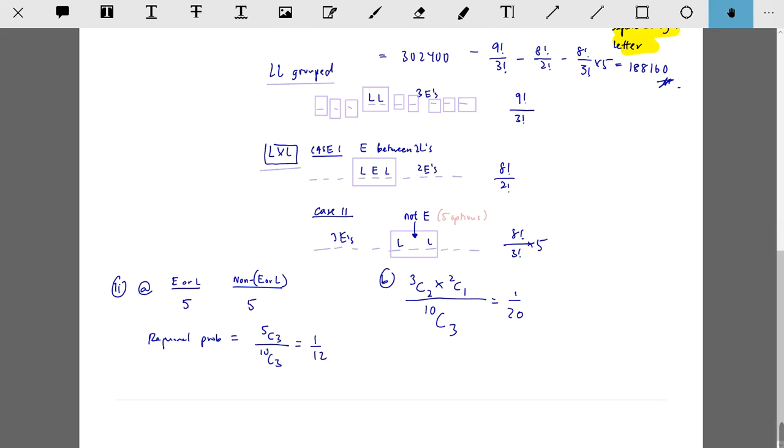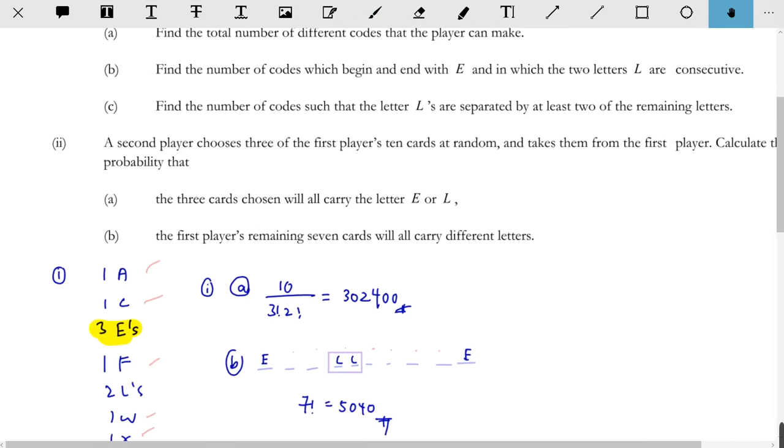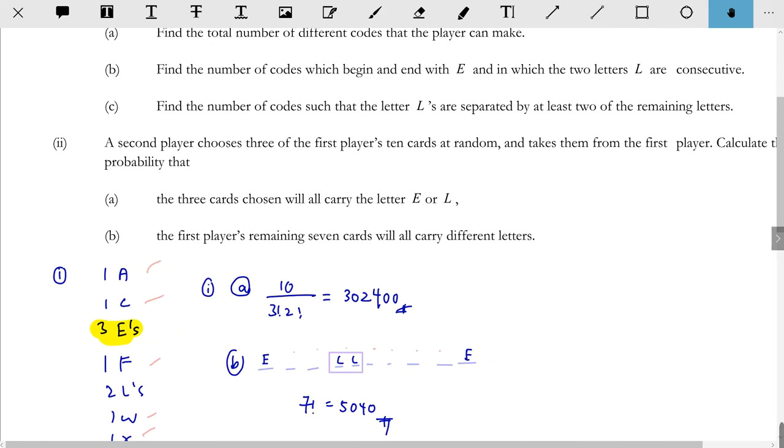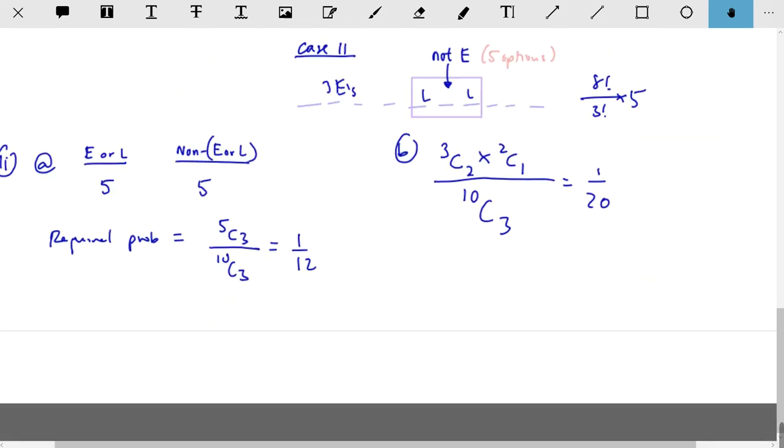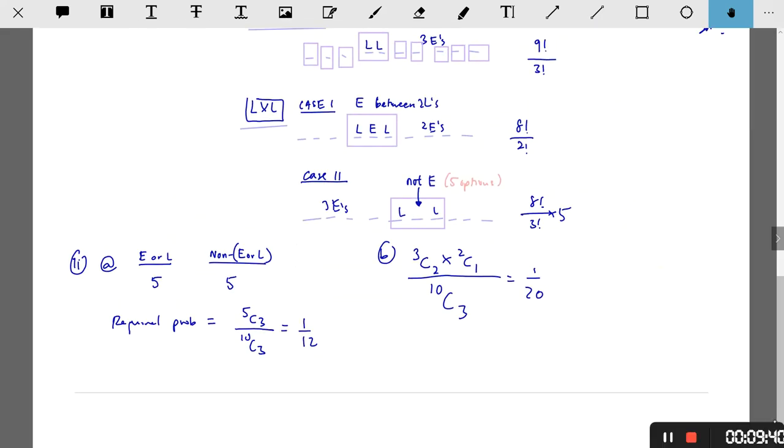So basically, in order for you to leave the first player 7 remaining cards that all have different letters, you need to pick 2 E's out and 1 L out. To do that, you just take 3 choose 2, times 2 choose 1, over the total ways. That's it. So this is 1 over 20. That's how we do this question here.